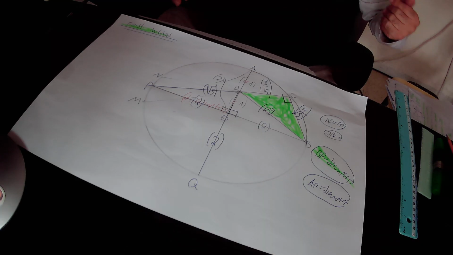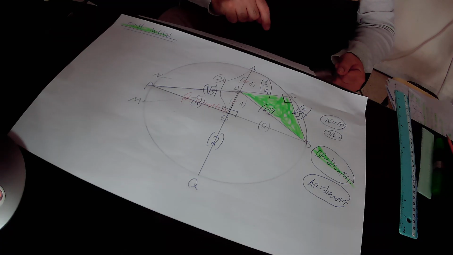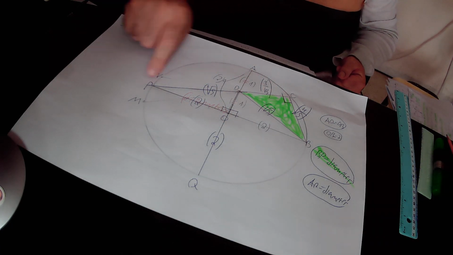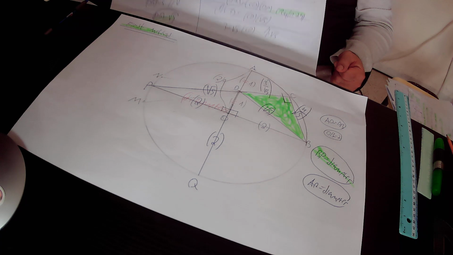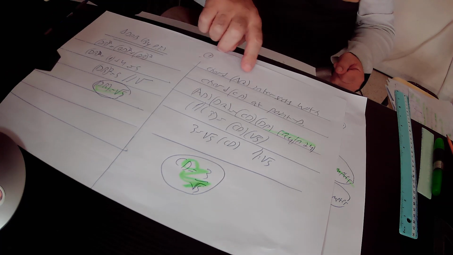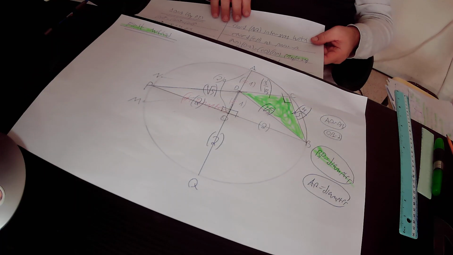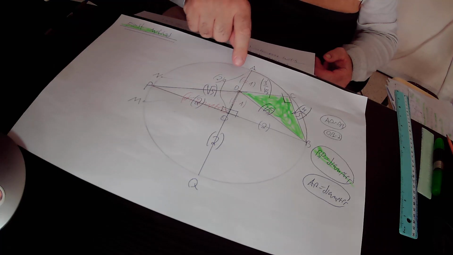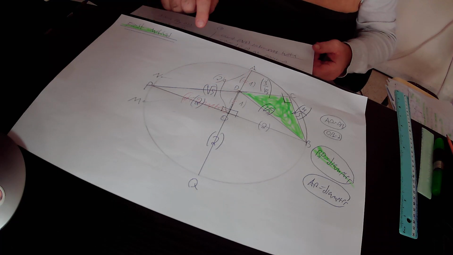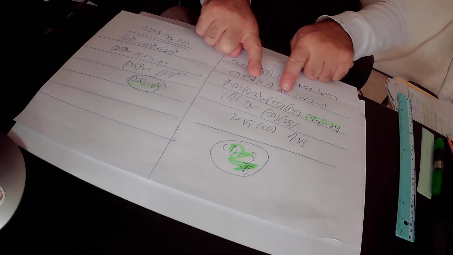So, conclusion, we found out that chord AQ intersects with chord CP at point D. So all the requirements of rule 24 are satisfied, and therefore we can implement rule 24. Therefore, according to rule 24, the following equation is true, that AD times DQ equals CD times DP.